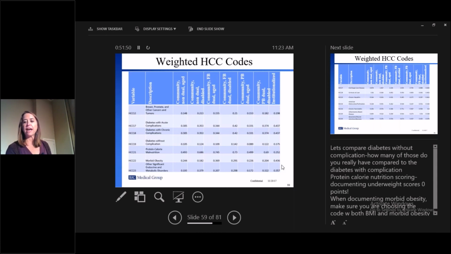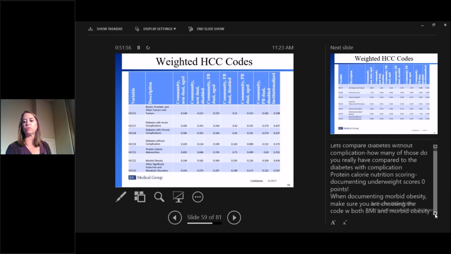And then when you're documenting your morbid obesity, make sure that you are choosing codes with both a BMI and a morbid obesity together. You won't get credit if you don't document both.